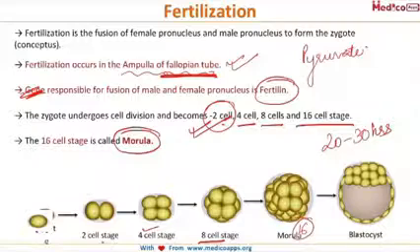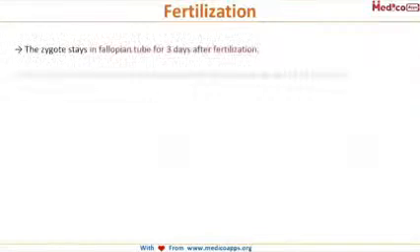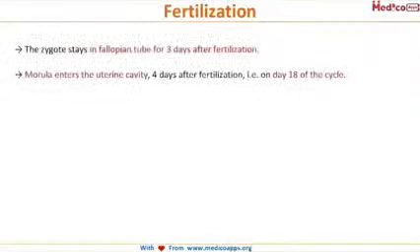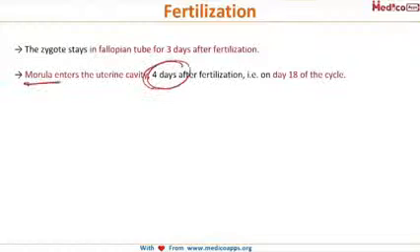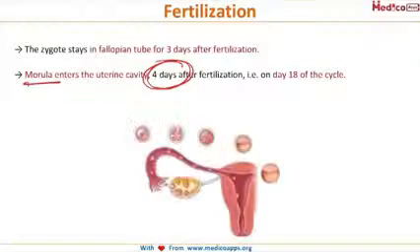So, when does this zygote enter the uterus? It is on the 4th day of fertilization. That is, after travelling for 3 days in the fallopian tubes, the morula enters the uterine cavity on the 4th day of fertilization. And the same thing has been depicted in this diagram. You can see the cell division continuing as well as the movement of the zygote towards the uterus.